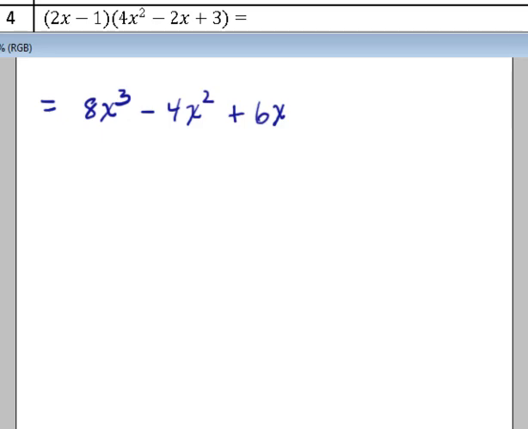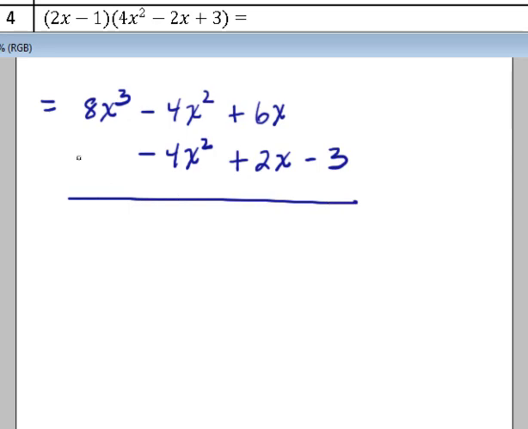And then continue multiplying by minus 1. Minus 1 times 4x squared, that's minus 4x squared, and we're lining this up. Minus 1 times minus 2x, that's plus 2x. Minus 1 times 3 is minus 3. And then we'll add, and we have 8x cubed minus 8x squared plus 8x minus 3.